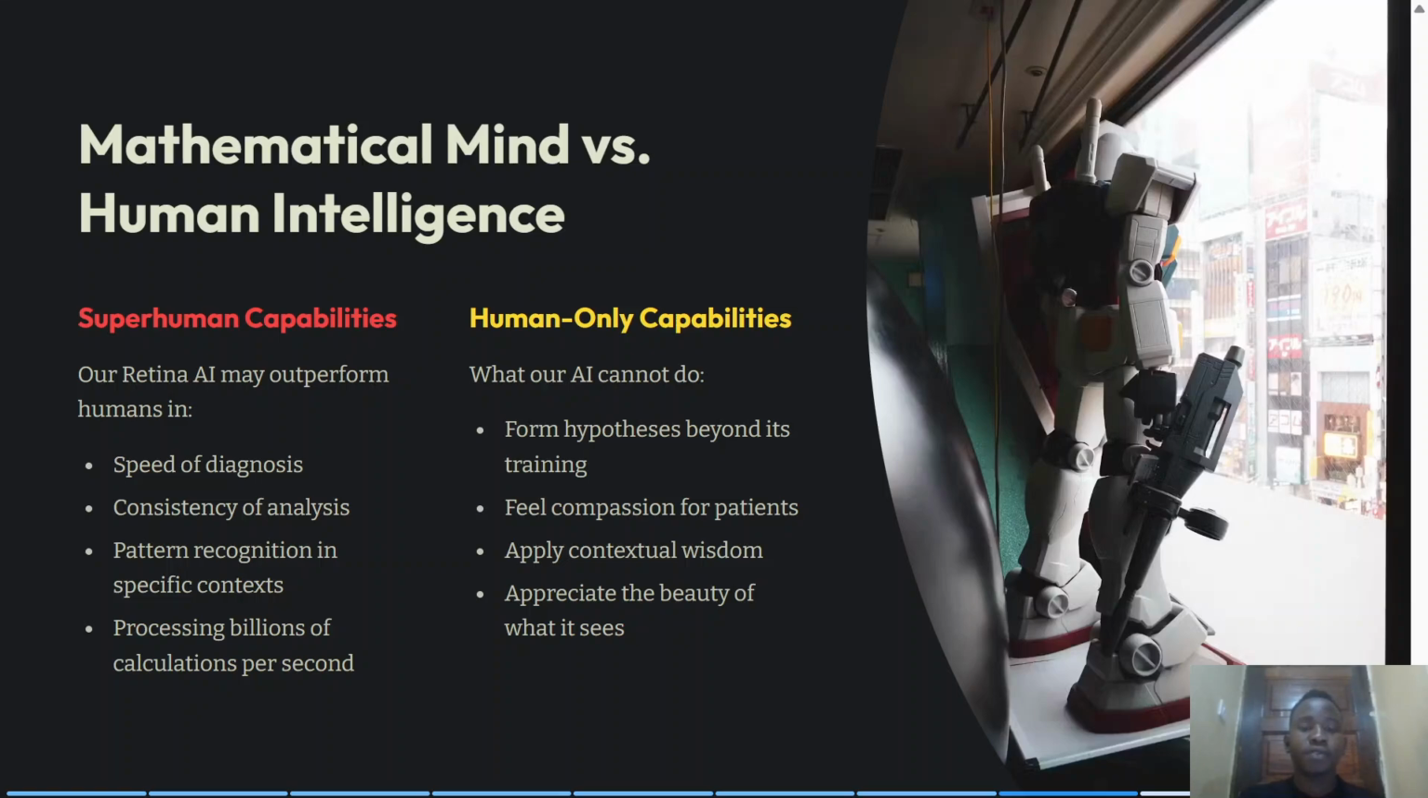Then if we look at the human-only capabilities, these are things only humans can do, but our AI may not be able to do. It can form a hypothesis beyond training. It may not be able to do that because this hypothesis may be formed by a doctor or someone like that. Then feel compassion for patients. It has no feelings. Apply contextual wisdom. It doesn't apply that. Then appreciate the beauty of what it sees. It doesn't appreciate at all.